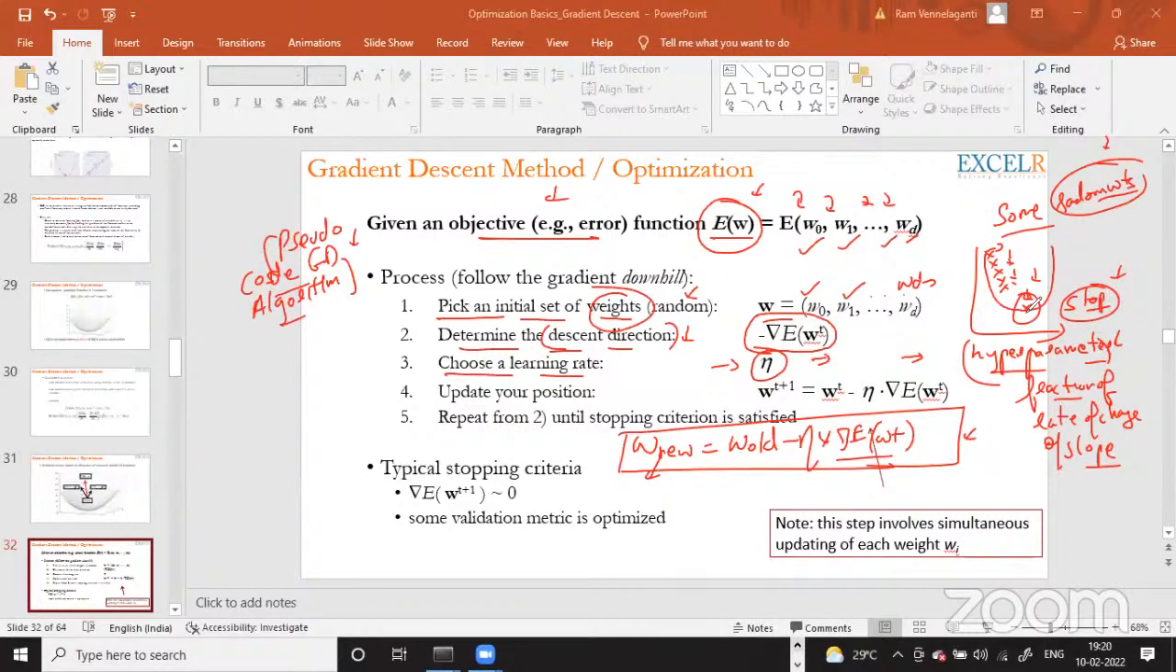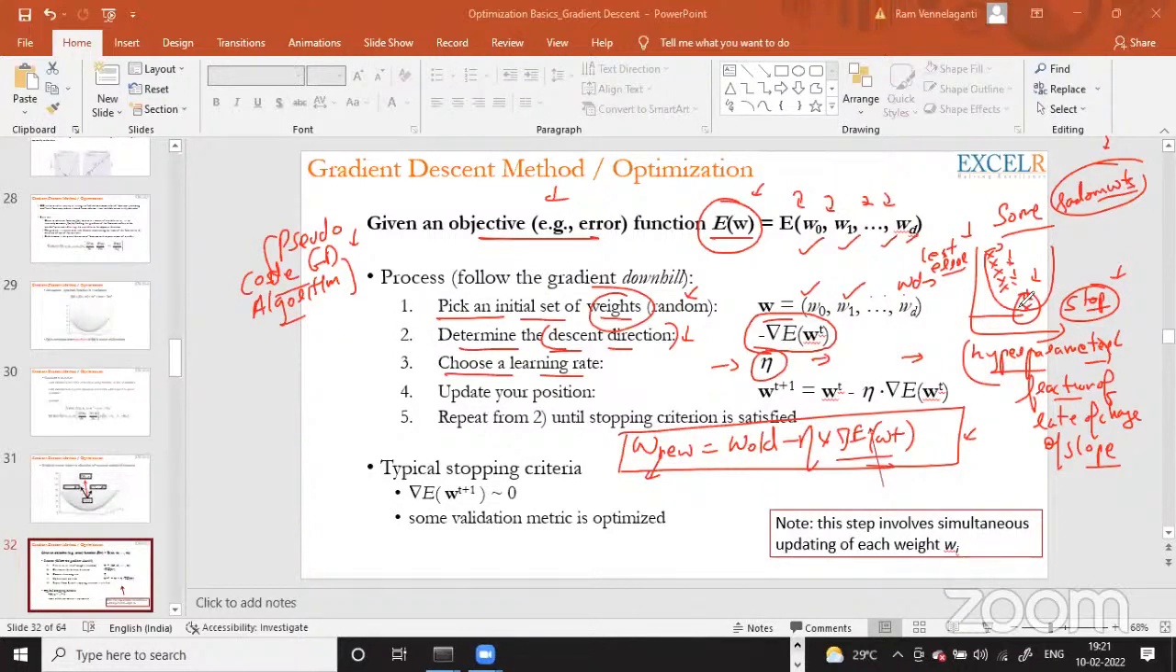Because you have to stop updating your weights, you have to stop experimenting with different values, because this is going to give you the least error for your function. So at this point of time, what is it you're going to do? What is the stopping criteria? How do you know when you have reached the bottom of your curve?